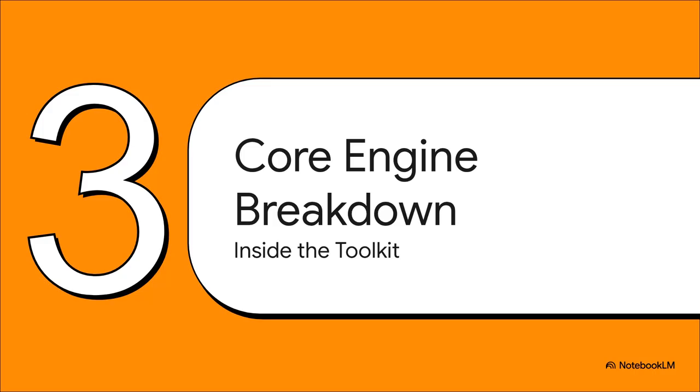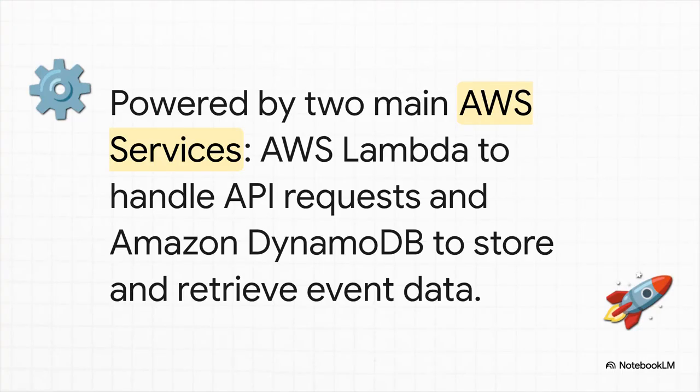So we've covered the why and the how. Now it's time to really pop the hood and look at the what, the actual technologies, the code components that make this whole thing tick. So this whole engine is really powered by two absolute workhorses from Amazon Web Services. You've got AWS Lambda, which is the serverless computing brain. It's the code that runs on demand to process the request. And then you have Amazon DynamoDB, which is the super high-performance database where all the event data actually lives.